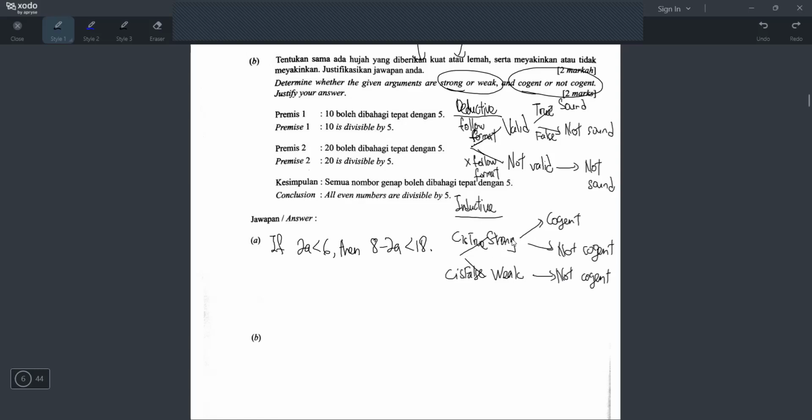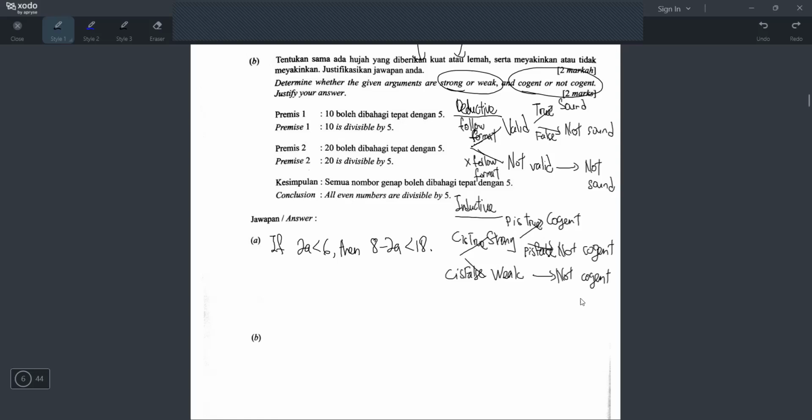Okay, but what if it's strong? Then how do you know if it's cogent or not cogent? Well, you look at the premises. If all the premises are true, then it's cogent. If some of the premises, or maybe one of the premises, is false, then it's not cogent. But if it's weak, then you don't have to waste your time. Straight away write not cogent if it's weak.